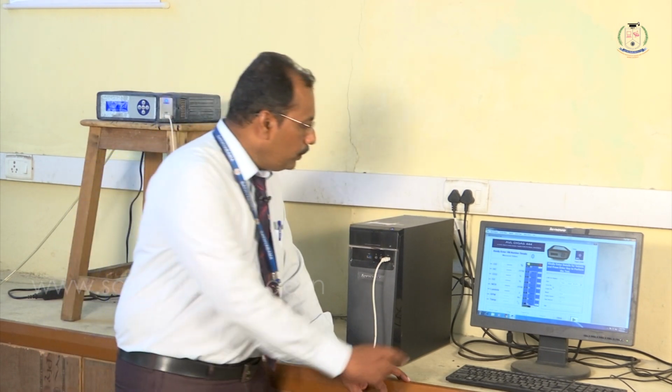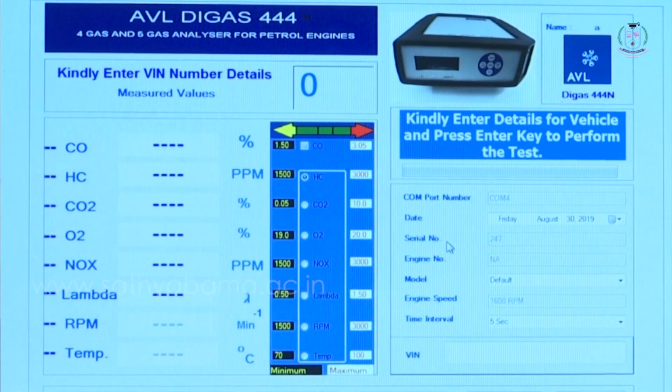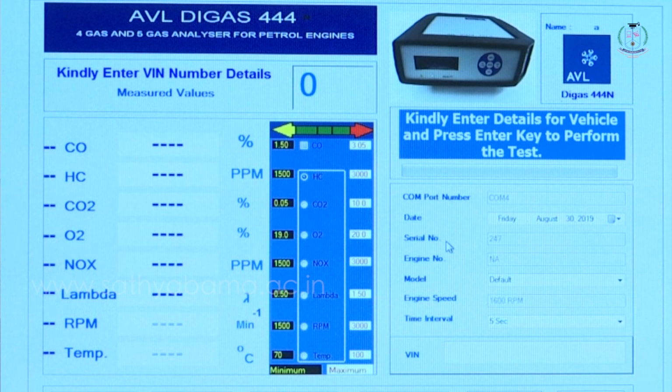The exhaust of the engine is connected to the AVL 5-gas analyzer. Using this 5-gas analyzer, you can measure carbon dioxide, hydrocarbon, carbon monoxide, oxygen and nitrogen oxides.